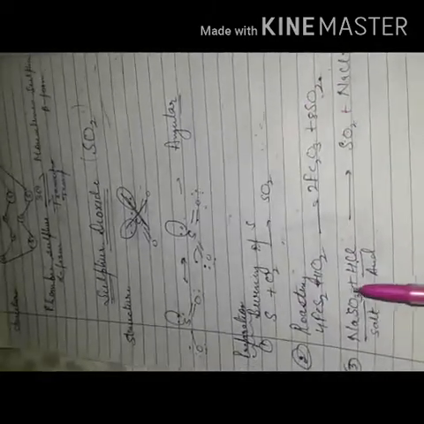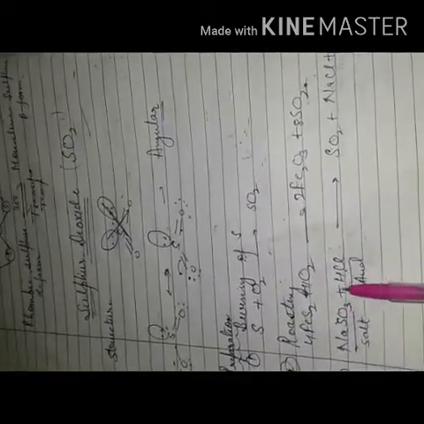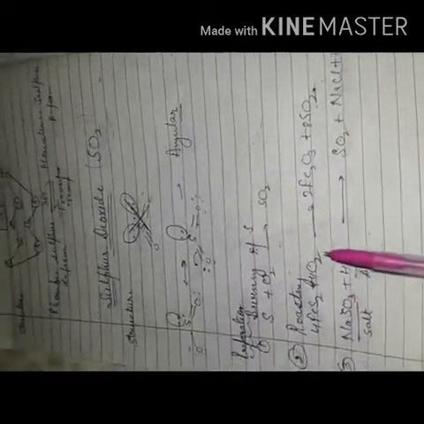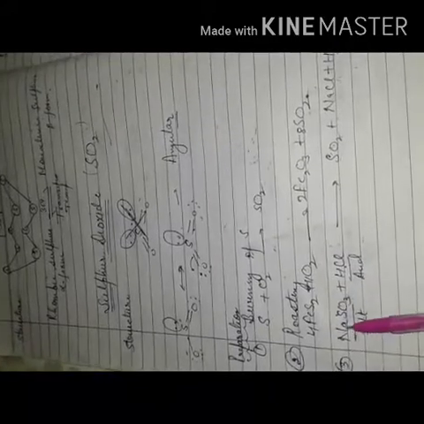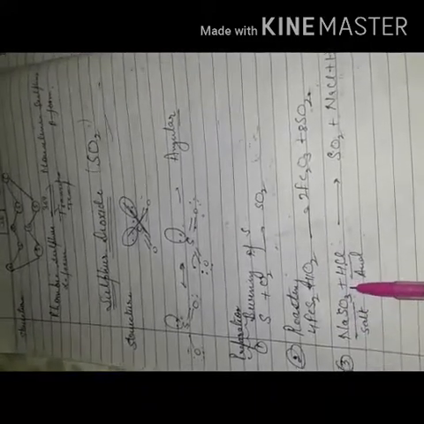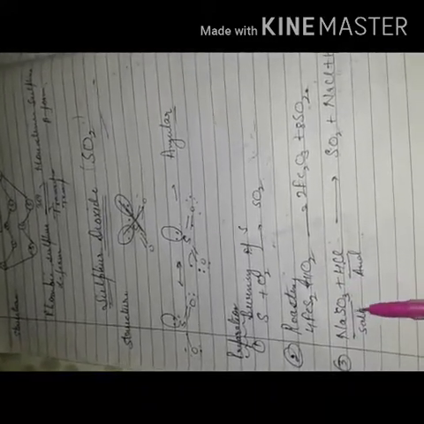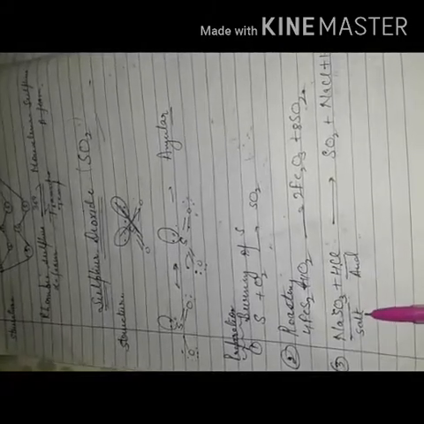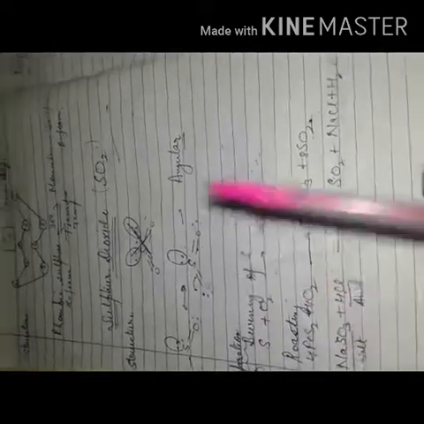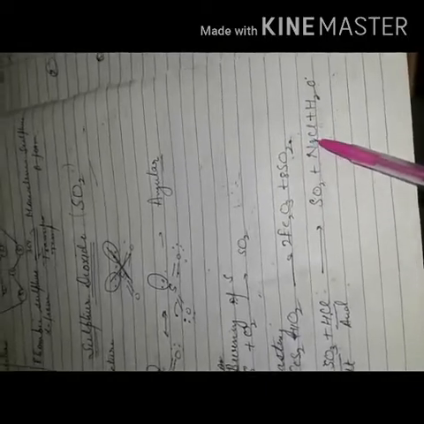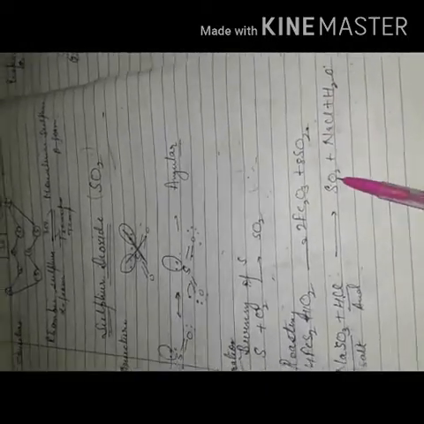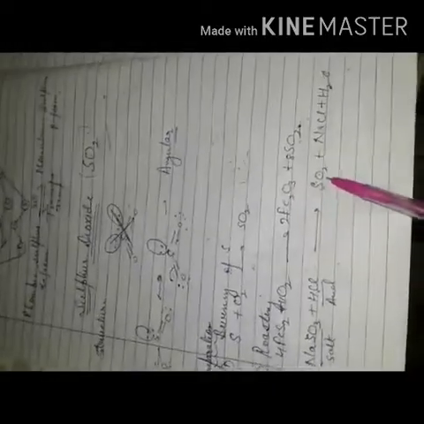There is one more method. If we add any acid, HCl or H2SO4, to a salt, I have taken sodium sulfite salt. We know that acid plus salt react to form salt and water. So salt NaCl and water are formed, along with the formation of sulfur dioxide.